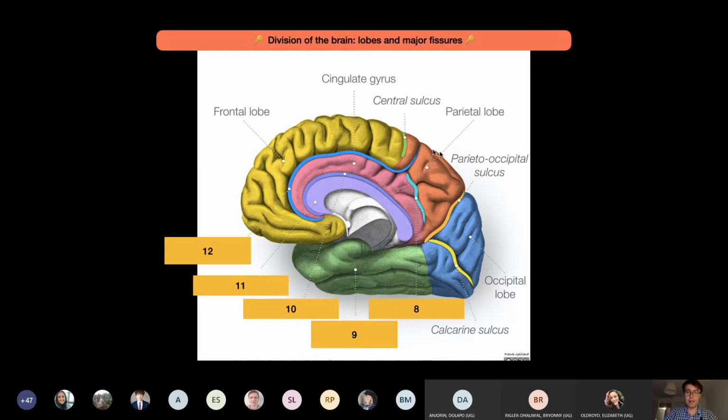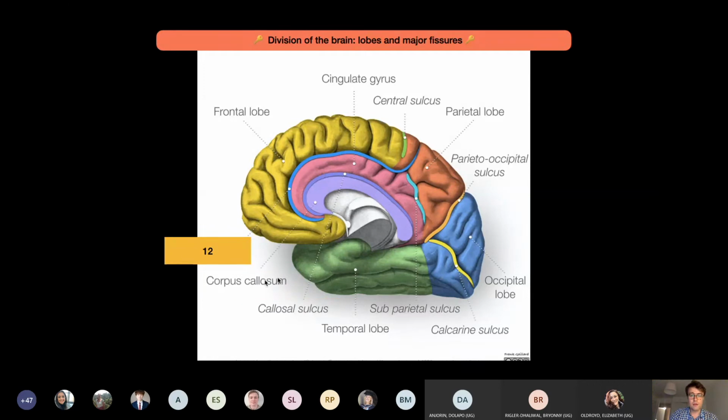Now, number 8 here, this is our subparietal sulcus. So the parietal lobe begins here and it ends down here. So this is the subparietal sulcus. Number 9 here, this is the last main lobe remaining. It's the temporal lobe.